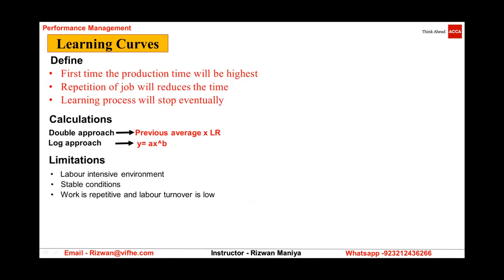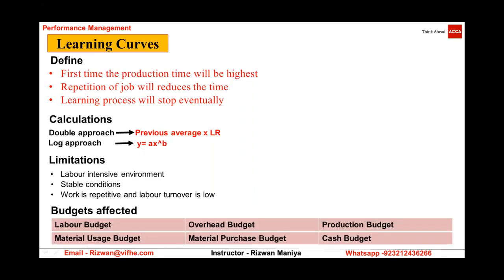So learning curve is a phenomenon that is applicable to labor. Once the labor performs any job for the first time, the time that the labor takes is the highest time, and this highest time is the time for the first unit. Due to repetition, the time comes down, the time reduces because the labor is getting more experience and knowledge, and because of that, the time goes down.